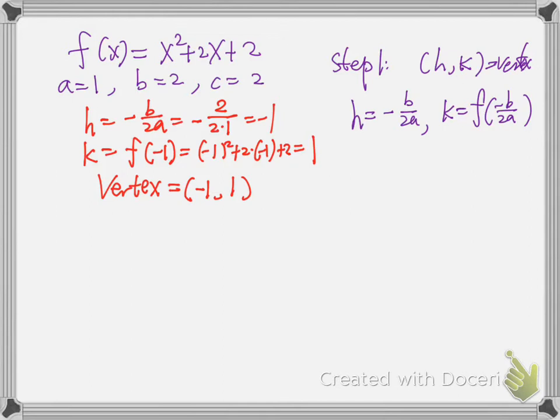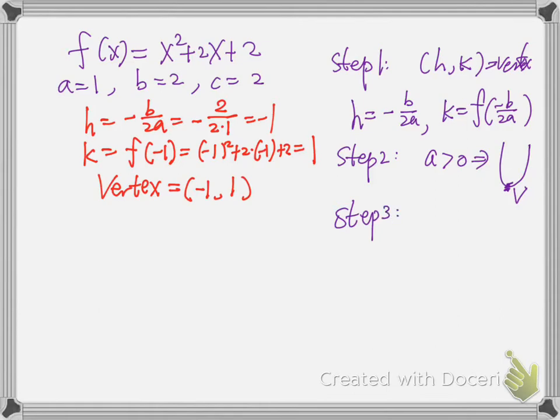Now step 2. We look at a. a is positive, which implies a big U opening up. Here is the vertex, and this minimum is the vertex V. Now step 3, before we draw the picture, we have to know the x-intercept and y-intercept.